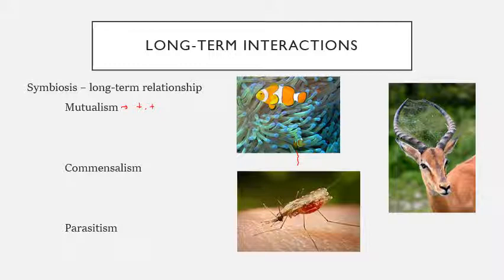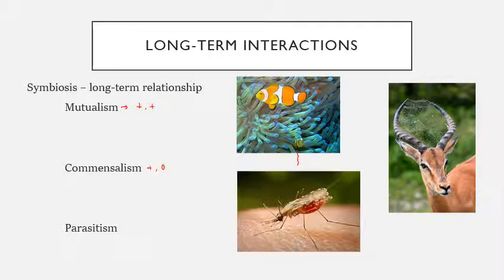So the sea anemone provides a good home and protection for the clownfish while the clownfish is helping to take care of the sea anemones. This is an example of mutualism where both organisms benefit. Another example would be commensalism, where one organism benefits, but there's no effect on the other organism.